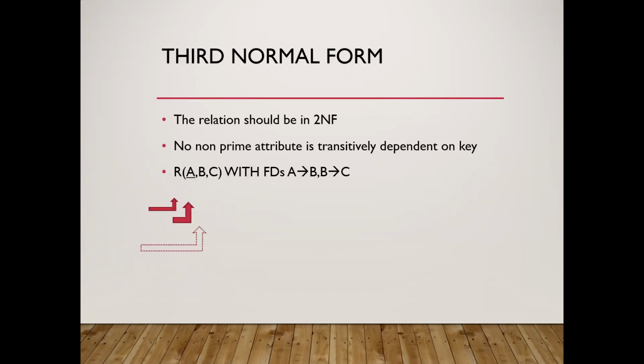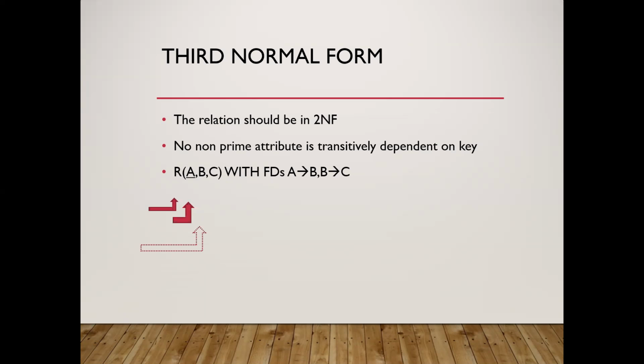Consider the relation R of ABC with A as the candidate key, and given two functional dependencies: A functionally determines B, and B functionally determines C. What are the non-prime attributes here? Both B and C are non-prime attributes. A is the only prime attribute here, right? So here the non-prime attribute C is dependent on the prime attribute A transitively. So we have to avoid it.